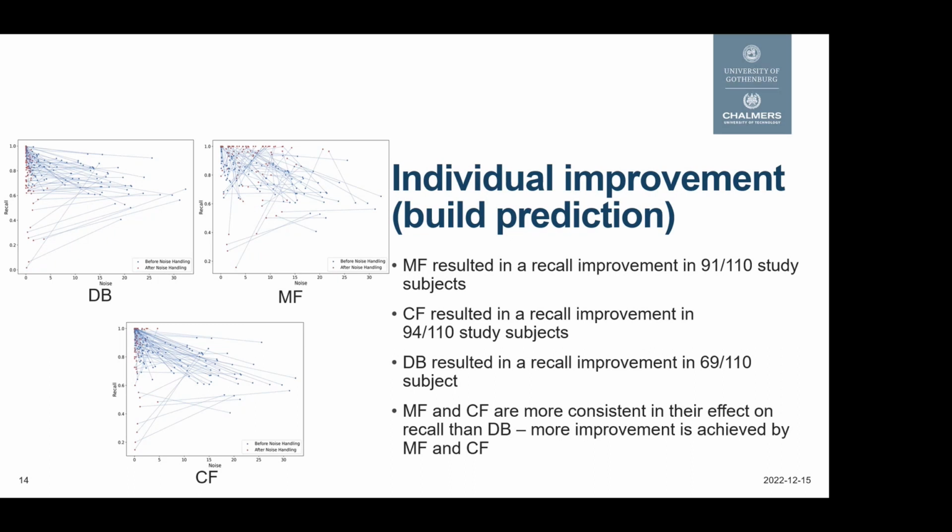And then if we move on to look at the recall trends, we see some improvements in the MF and CF to be more prominent than the DB. So all the algorithms actually improved the DB to some extent, but the CF and MF were more consistent because they could improve the recall in more study subjects.